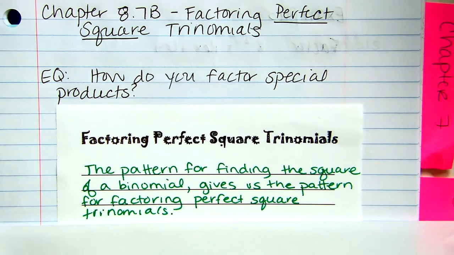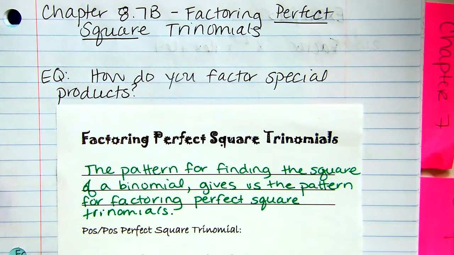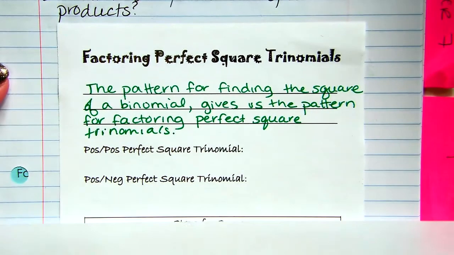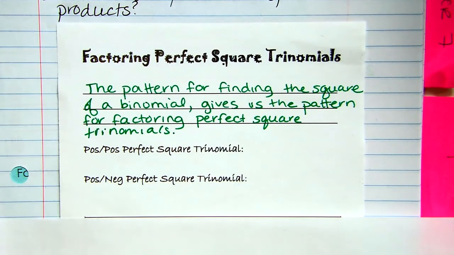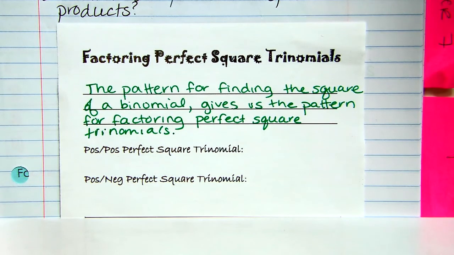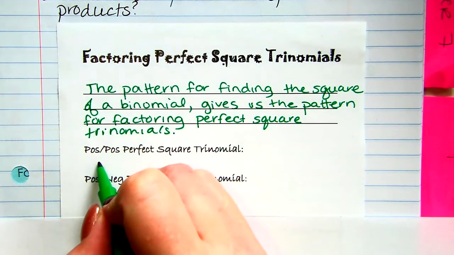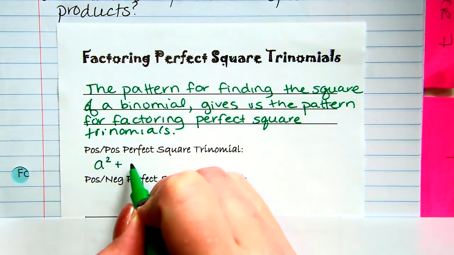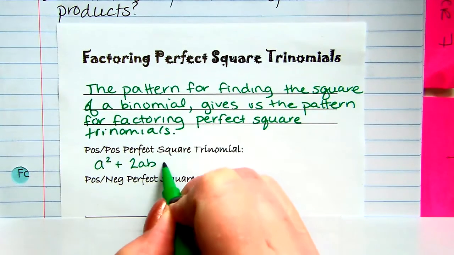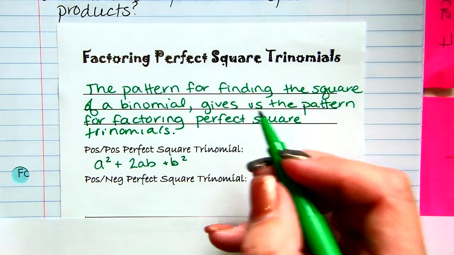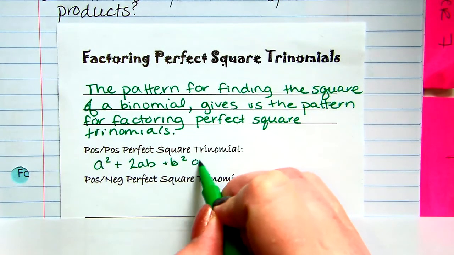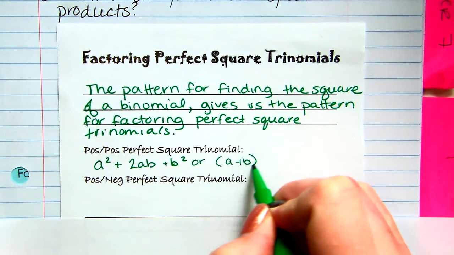So the pattern for finding the square of a binomial is going to give us the pattern for factoring perfect square trinomials. In this section, we will have two different types of perfect square trinomials. The first one is called a positive perfect square trinomial, and it's how it sounds. It's going to be a squared plus 2ab plus b squared, or it'll be written in its form as a plus b squared.